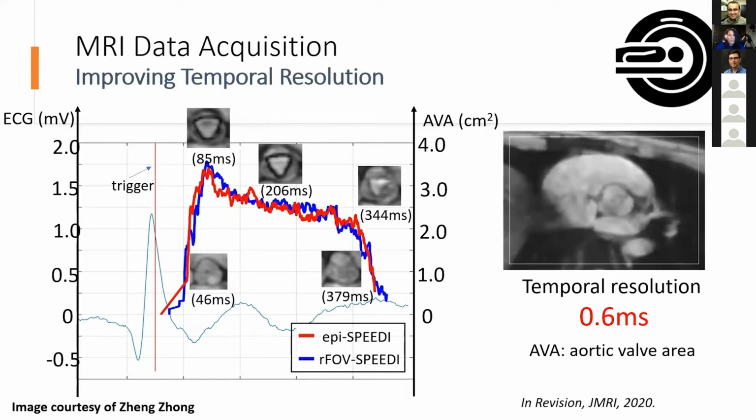Another very important challenge in MRI is low temporal resolution, which prevents MRI from capturing rapid dynamic events. In our most recent work, we were able to produce MR images with sub-millisecond temporal resolution, as demonstrated here on cardiac MRI.